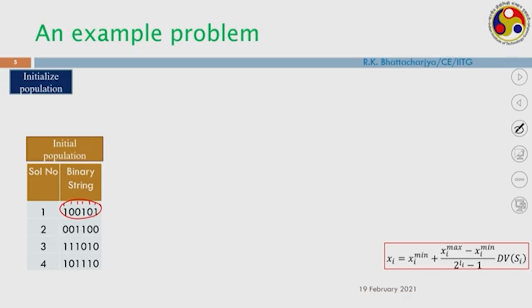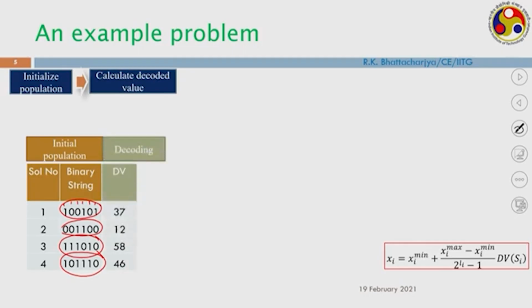So, I can generate this string randomly. Similarly, I will generate the second one also. This is the first solution, second solution, then third solution, and then fourth solution. So, this is one way to generate the binary string. Now, there is another way, I will explain that one also.